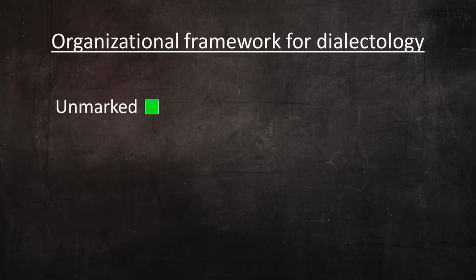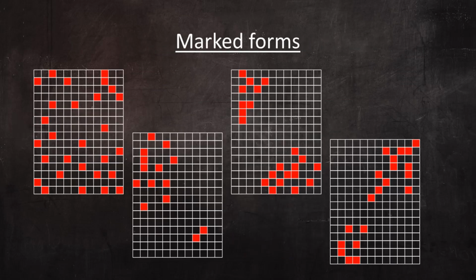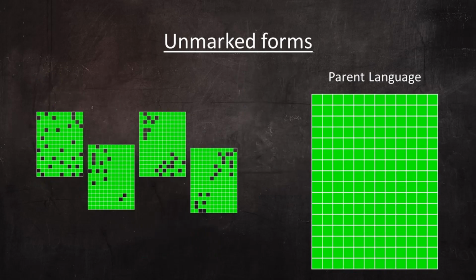Every dialect has a combination of unmarked and marked dialectal forms. The particular number, type, and pattern of marked forms are what give each dialect its unique sound. Unmarked dialectal forms are what dialects generally have in common with one another, and unmarked forms are what all dialects have in common with the parent language they share.